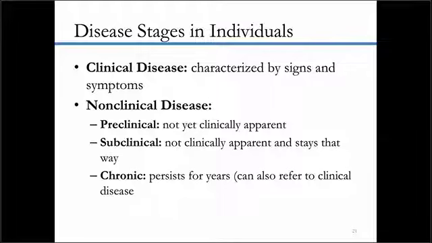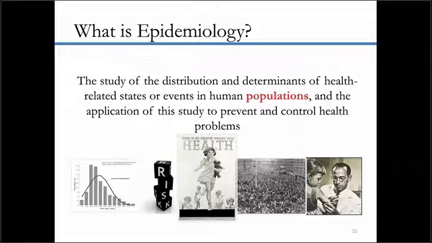And then chronic disease in an individual is one that persists for years. This can also refer to clinical disease, but not always, because often a lot of chronic diseases may not have symptoms for a long time, and it may take a long time for people to develop symptoms overall. So the next part of the definition of epidemiology that we need to define is populations.